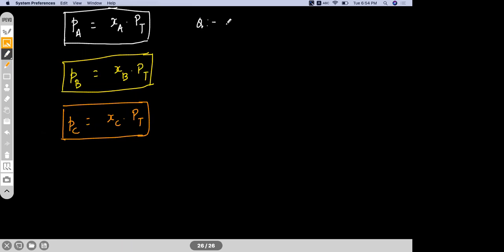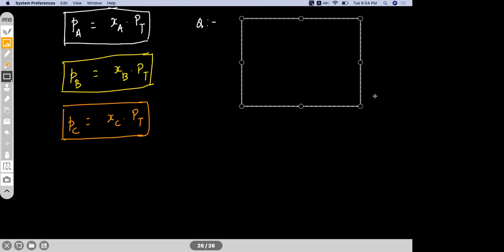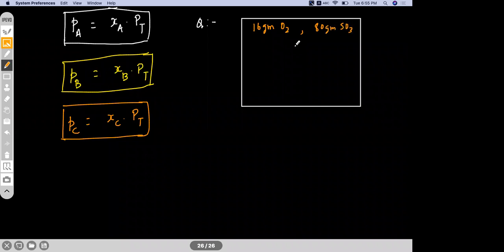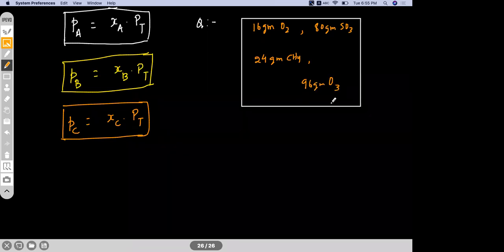One question you see here. The question is, we have a container, and in this container we have different gases present. For example, I have taken 16 gram of O2, 80 gram of SO3, 24 gram of CH4 methane, and 96 gram of O3. This is the mixture of gas we have.